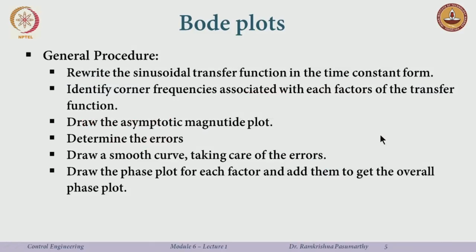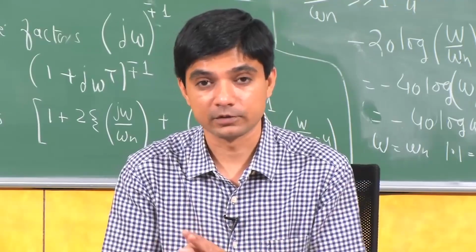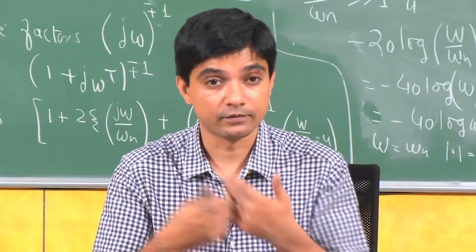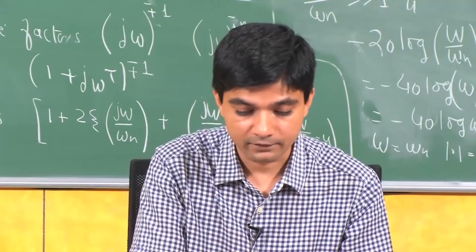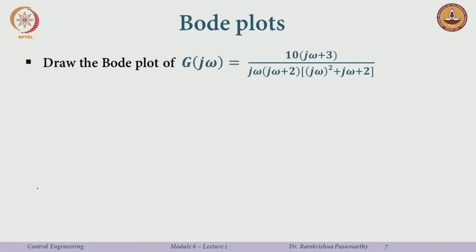Then what we do is we determine the errors for lower frequencies, for higher frequencies. How do we determine the error? The actual minus the approximated value, again for both lower frequencies and higher frequencies, and we draw the phase plot. Well, this is kind of straightforward. You just look at what is the formula for phi, and then you add all these phases to get the overall phase plot. Okay, let us try to do a few examples on how to plot the Bode.